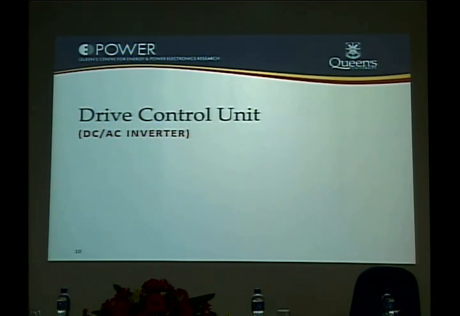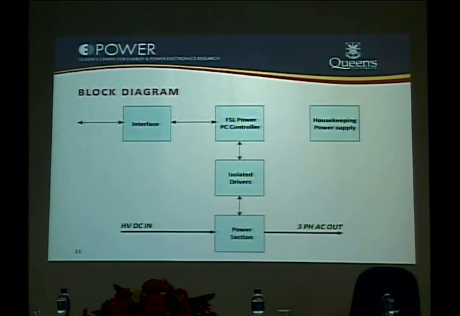So now let us first consider the first unit, which is a DC to AC inverter. In the DC to AC inverter, this is the block diagram, and as you see here, the main thing is we have the power section, which is a three-phase full bridge circuit. We have the drivers, the controller, and some housekeeping power supply. So this is a very simple architecture from the power electronics point of view.